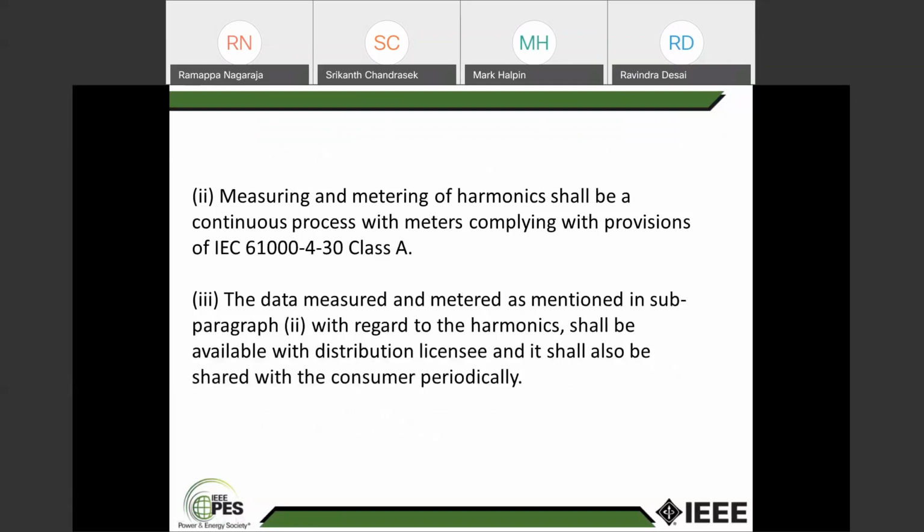Here, I would like to ask Mark, what is his opinion? The measuring and metering of the harmonics shall be a continuous process with the meters complying with the provisions of IEC 61000-4-30 Class A. Therefore, I would again ask Mr. Mark to comment whether continuous measurement is required and what is the practice in the US and Canada. Is it required to do the harmonic measurement as a continuous process, meaning provide the harmonic meters along with the energy meters and then continuously measure it? Is it required?